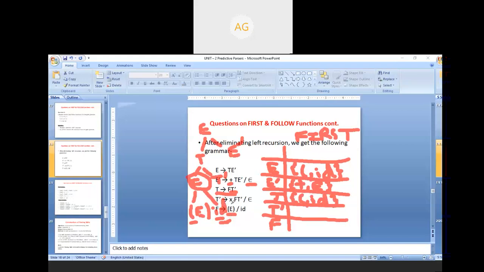Now the first of T dash. So here you get the terminal into, and the epsilon. So here you are getting two first elements for T dash. One is the into symbol and the second is the epsilon. And lastly, the first of F: you have opening bracket and the id. So these are the first symbols of these non-terminals.